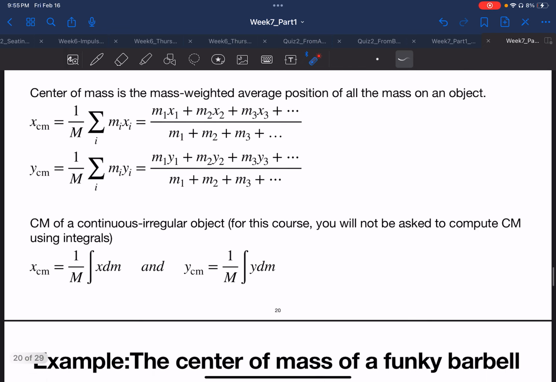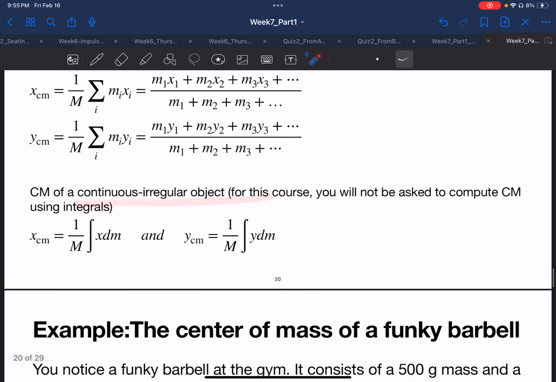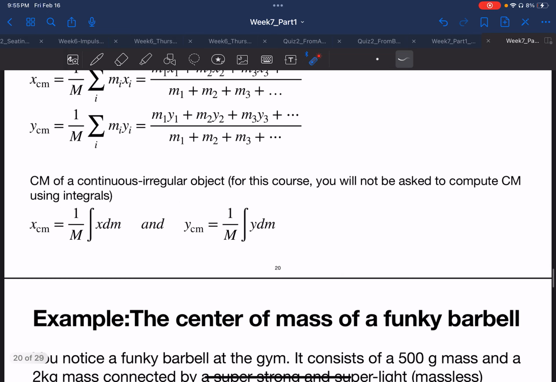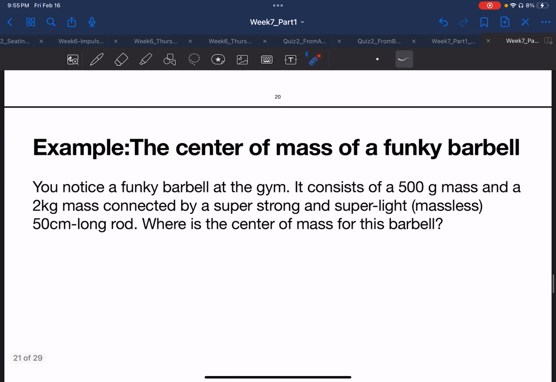And again, similar to the moment of inertia, let's say you have a continuous irregular object. In that case, these sums end up becoming integrals. And again, we won't be asking you to do these integrals for this class, but we want you to be familiar with them. So let's apply this to an example.